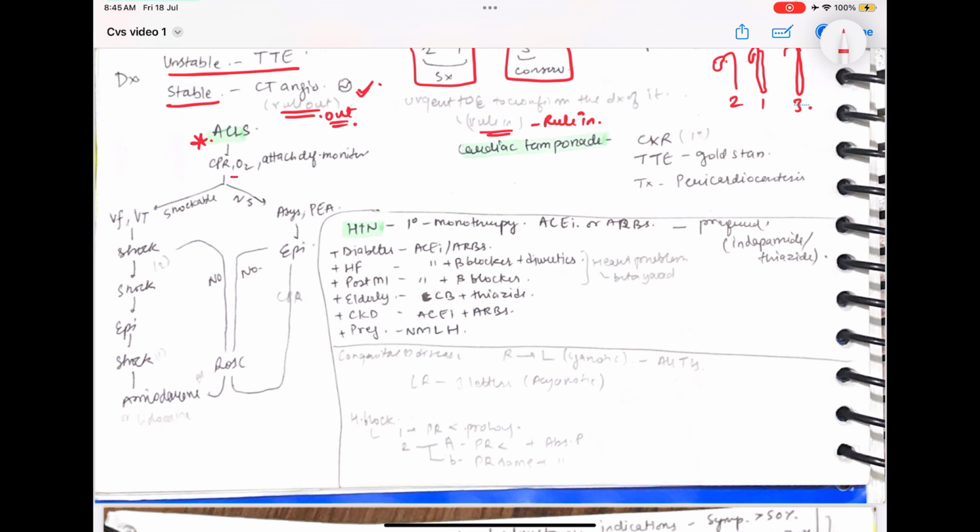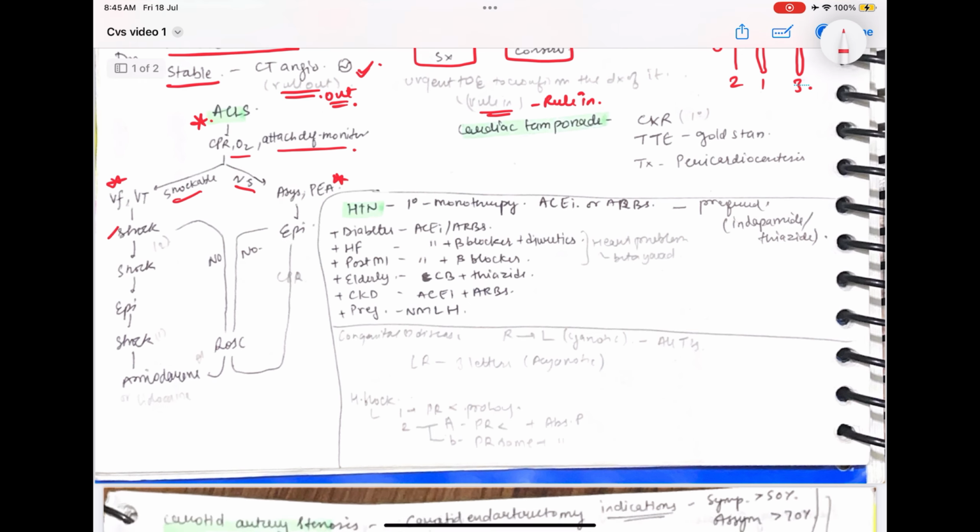Then we have the ACLS protocol. There is a very simple thing that I've written here. First thing, CPR, oxygen, and then we have to attach the defibrillator. Then we'll have to assess if there's a shockable rhythm or non-shockable rhythm. We know for VT and VF, we have to do 2 shocks, then epinephrine, then 1 shock, then amiodarone, and then we'll have to repeat this loop. For asystole or pulseless electrical activity, in that we'll have to do epinephrine, then CPR, then epinephrine. So this cycle we'll repeat, and then the ultimate goal is to have return of spontaneous circulation.